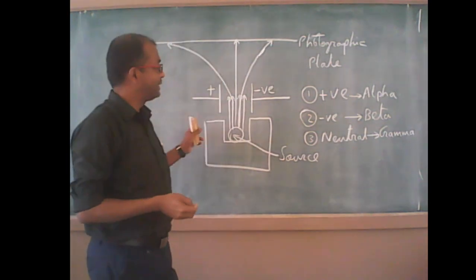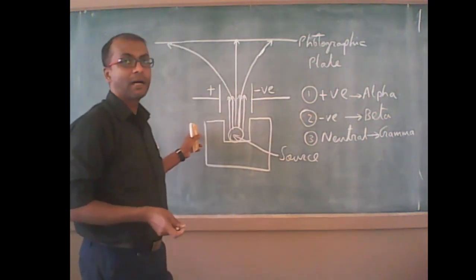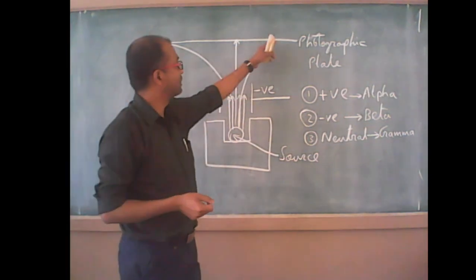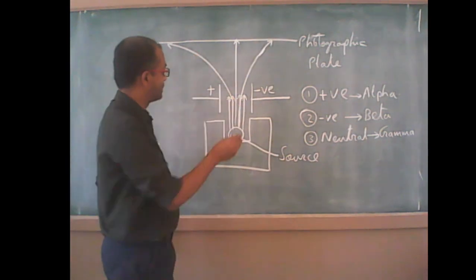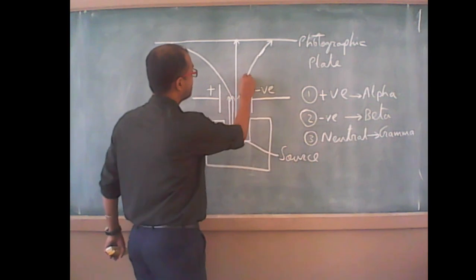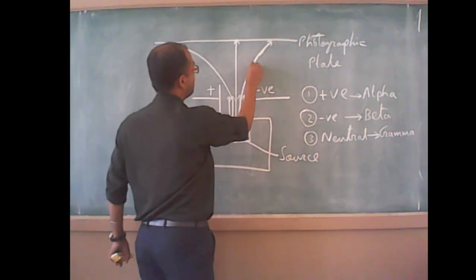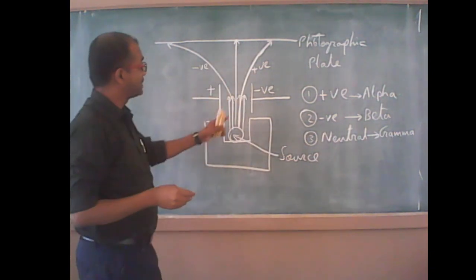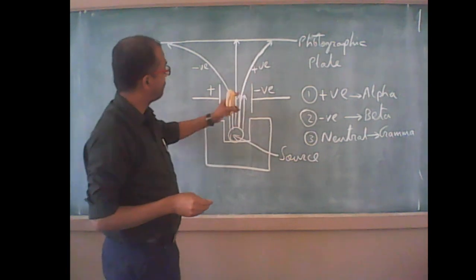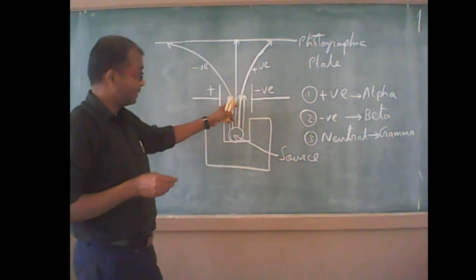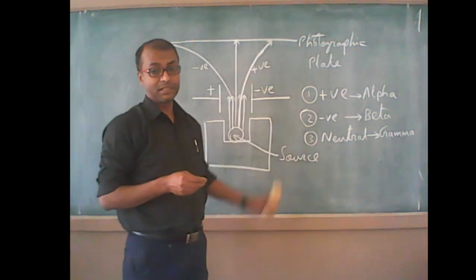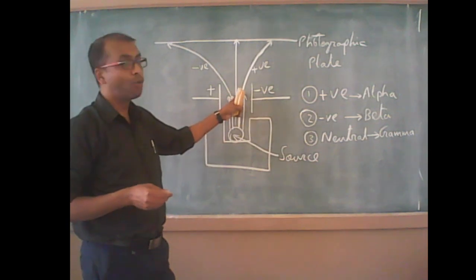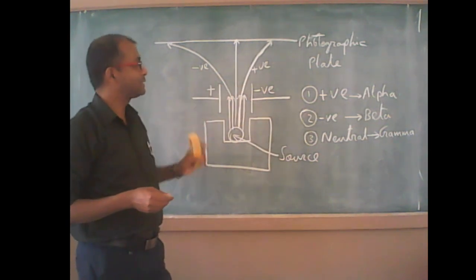So these are the three kinds of particles and radiations that are emitted by the radioactive source. And they leave their impression on the photographic plate, and you can see here that the positively charged particles, the ones attracted by the negatively charged plate, are the alpha particles. These are the negatively charged ones, the beta particles. You can see that the amount of deviation of the negatively charged particles is more than that of the positively charged particles. So this simply means that the positively charged particles are more massive compared to the negatively charged particles.